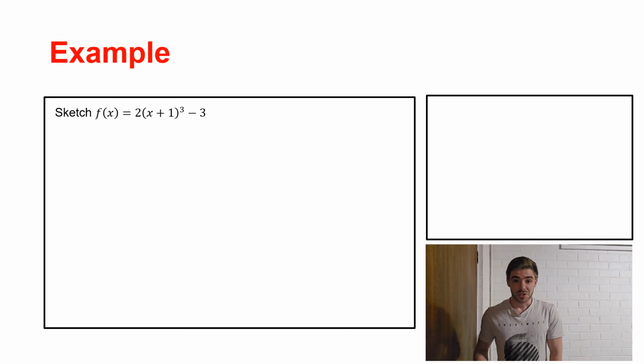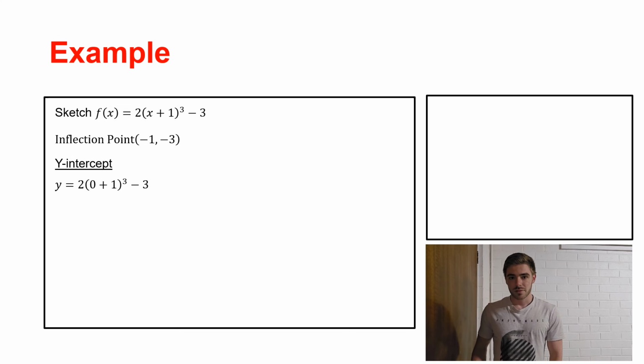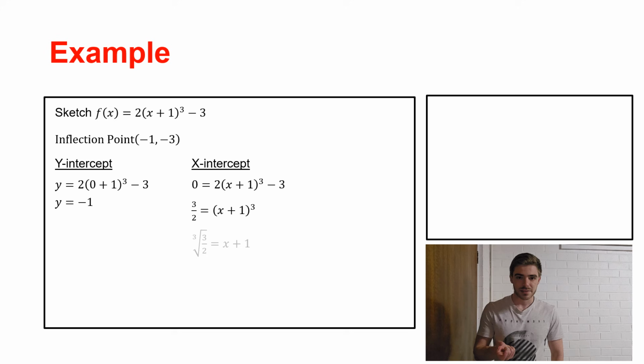By observation, we can see that x plus 1 means a shift left by 1, and the minus 3 out the front means we're shifting down by 3, giving us a new coordinate of -1, -3. Now we move on to the axes intercepts. The y-intercept is always found by subbing in x equals 0, and when we do that, we're going to get a result y equals -1. X-intercepts are always found by subbing in y equals 0 and then rearranging for x.